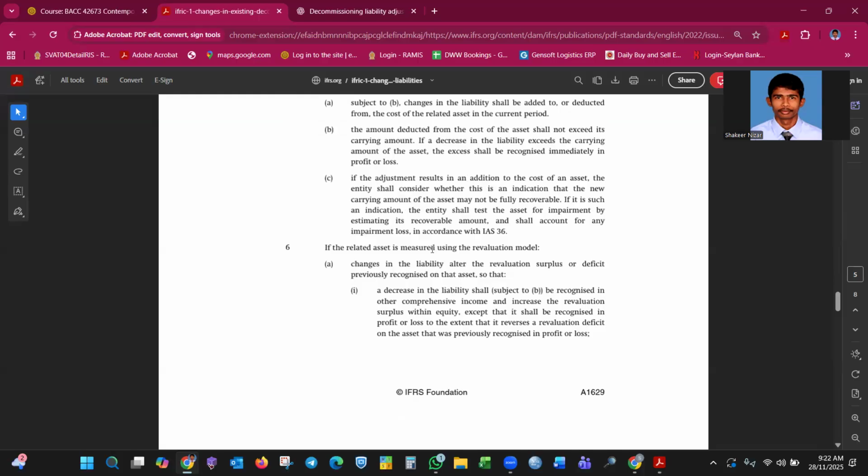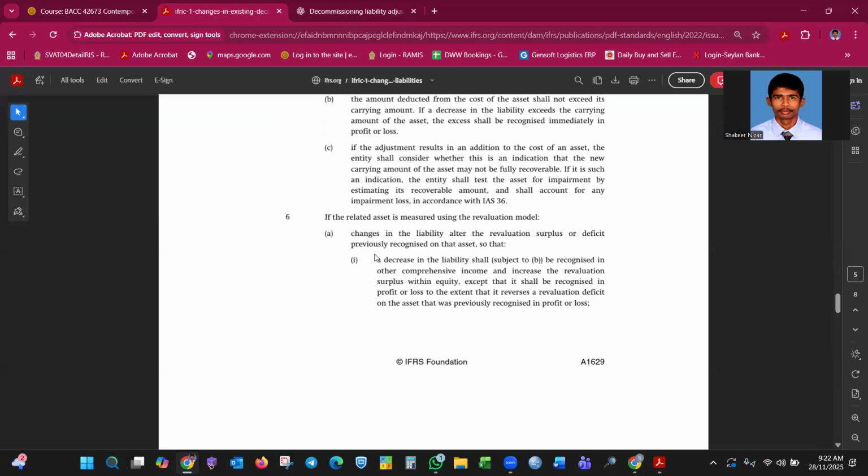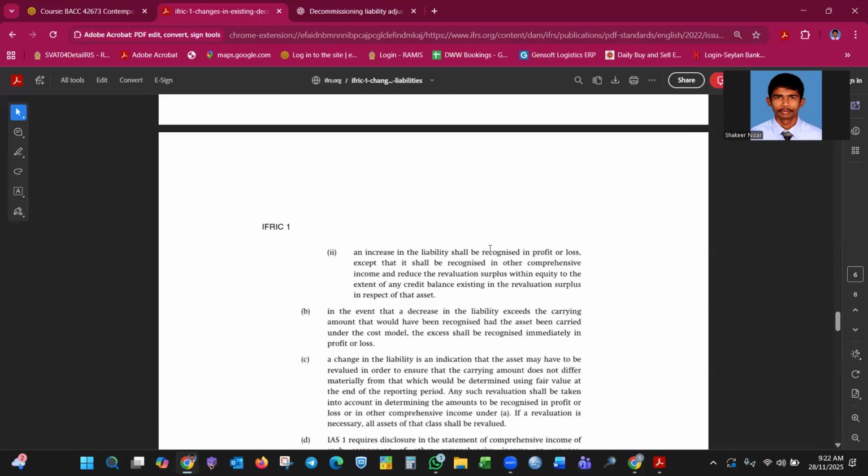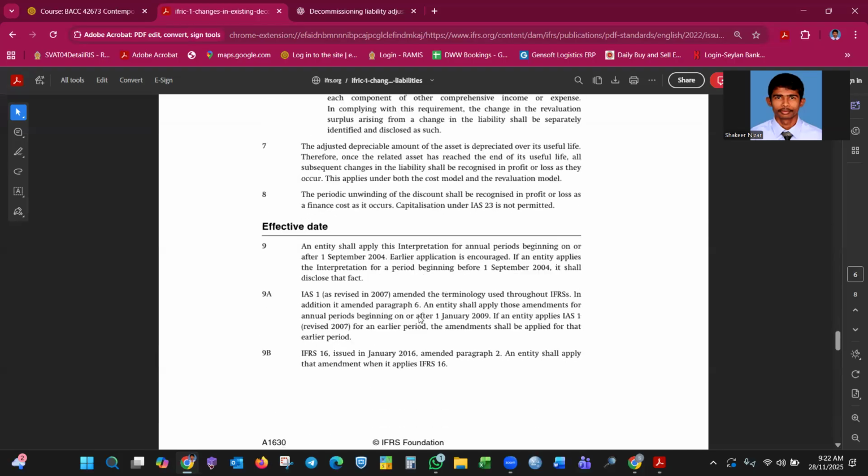If the related asset is measured using the revaluation model, changes in the liability alter the revaluation surplus. A decrease in the liability shall be recognized in OCI, increasing the revaluation surplus within equity. An increase in the liability shall be recognized in P&L, except that it shall be recognized in other comprehensive income and reduce the revaluation surplus to the extent of any credit balance. These are important.